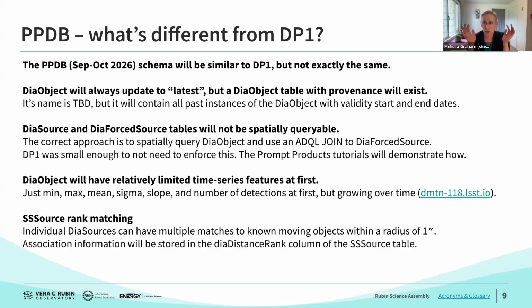It can happen that there could be two known objects that could potentially be matched to that particular detection. One will be closer and the more likely match, and that's where the rank comes in. So these multiple potential matches get ranked by their expected distance from where we saw the source detection. And that information about the multiple potential matches and their ranks gets stored in the DA distance rank column of the solar system source table. So that is going to be, as far as I know, a new thing for the prompt products database in terms of solar system objects.